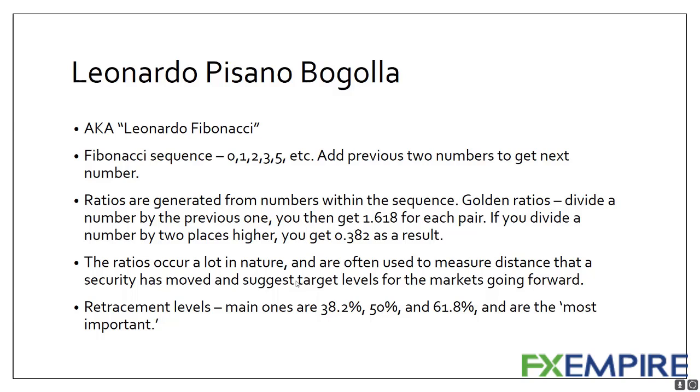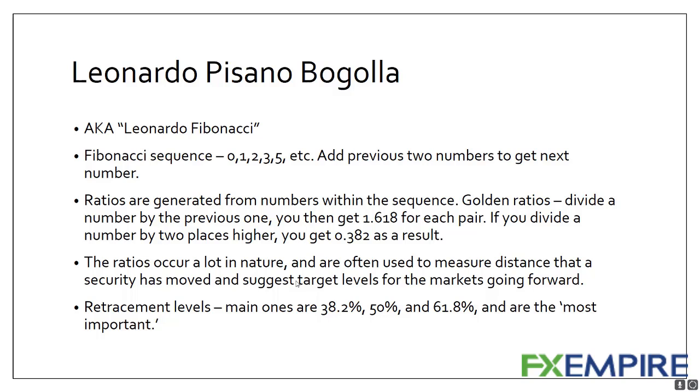Now, there are ratios that are generated from these numbers within the sequence. They're considered to be golden ratios. You divide a number by the previous one, and then you get the 1.618 for each pair of numbers. And that's true throughout the infinite Fibonacci sequence. If you divide a number by two places higher, you get 0.382 as a result. So, for example, if you divide 2 by 5, that's your answer.